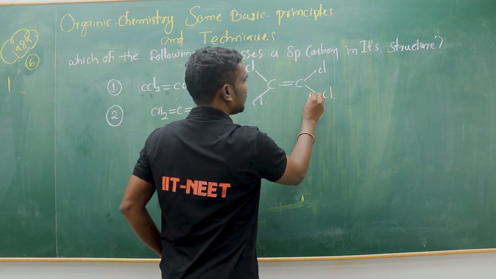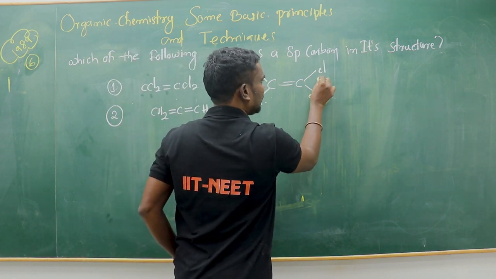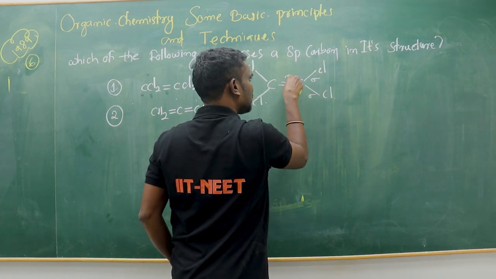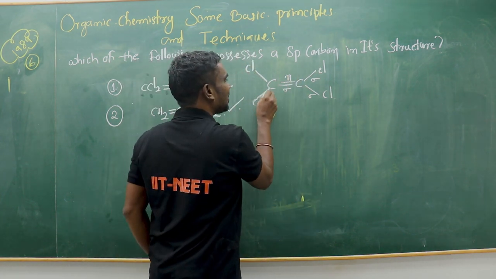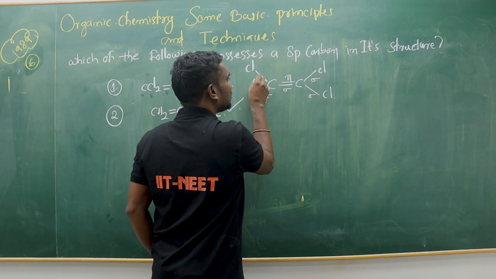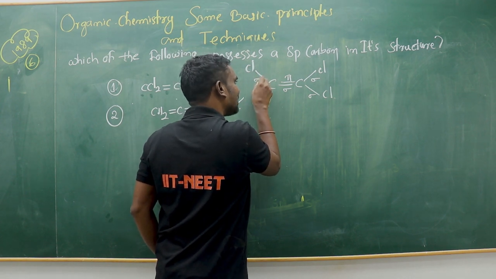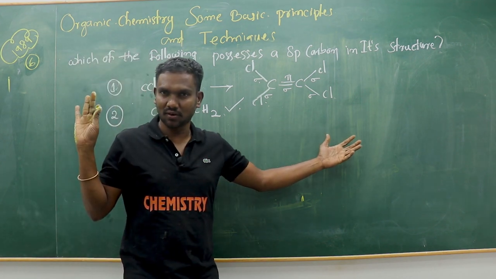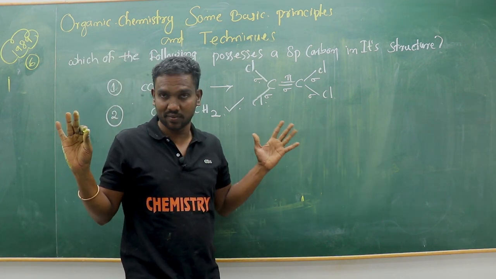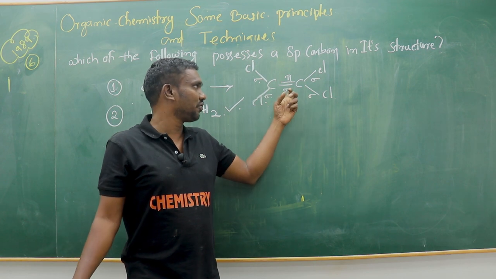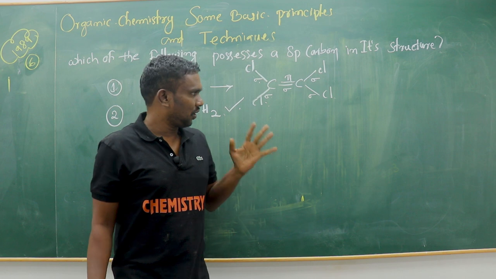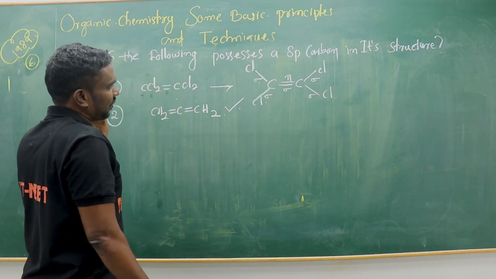Here, this is a single bond, sigma bond. This is a single bond, sigma bond. In a double bond, one is sigma bond, one is pi bond. All single bonds are sigma bonds. Dhyan dena beta, right? In a double bond, one is a pi bond and one is a sigma bond. Chalo, aage badho.